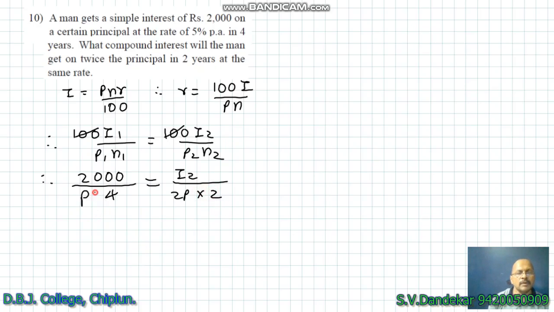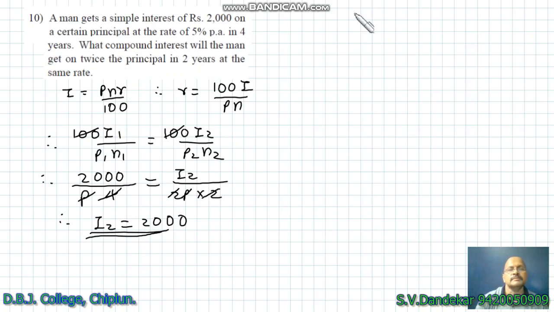Now here P will get cancelled, 4 will get cancelled with this 4, and I get I2 is equal to 2000, and therefore the simple interest is same, since the principal is doubled and the period is halved, the interest remained the same.